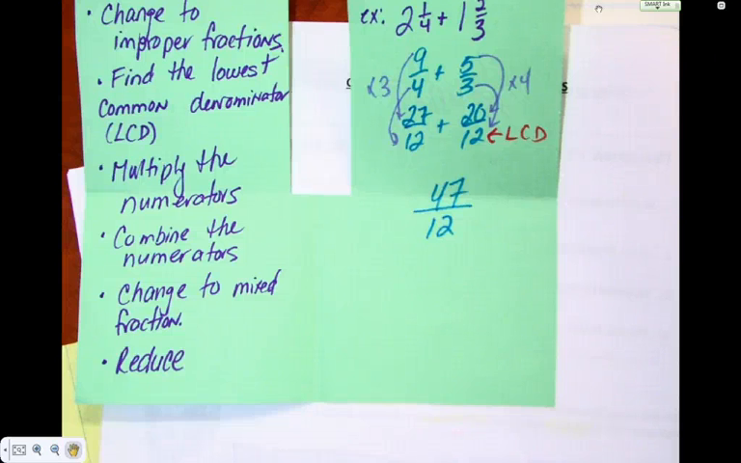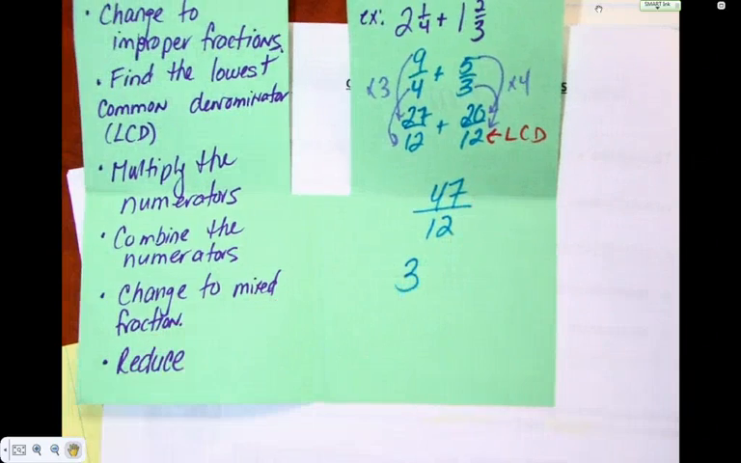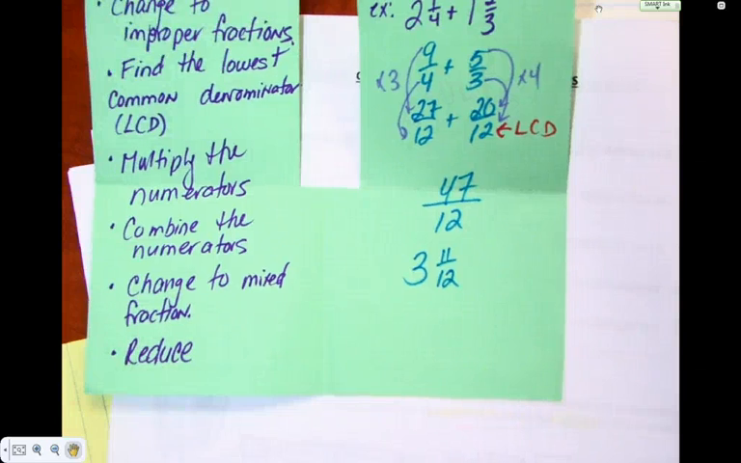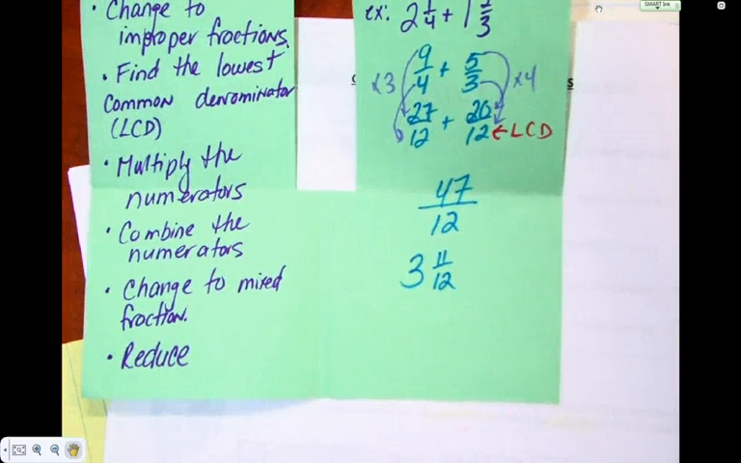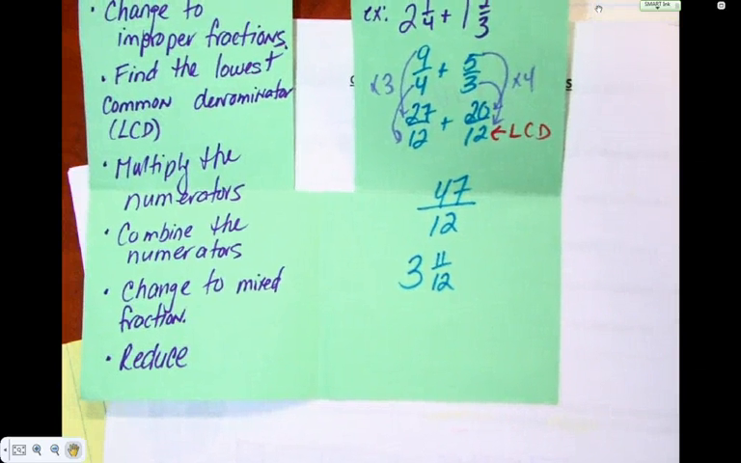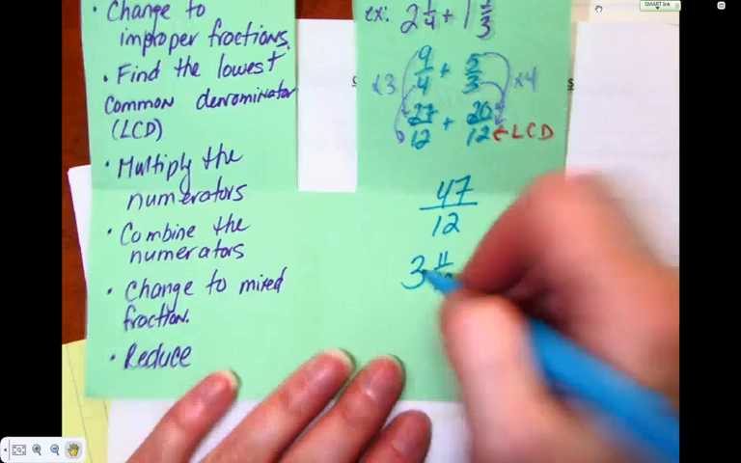So how many times does 12 go into 47? 3. Confirmed. How many are left over? 11. Last one is we reduce. We look at that 11 over 12. Is there anything I can divide 11 and 12 by? And how do you know? Because 11 is a prime. There's your final answer.